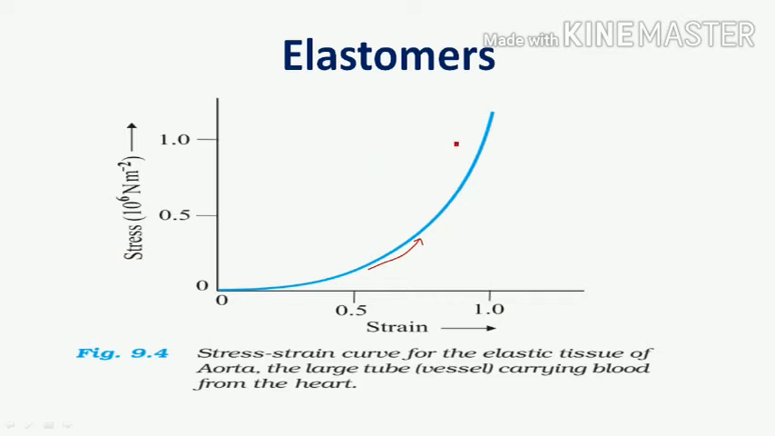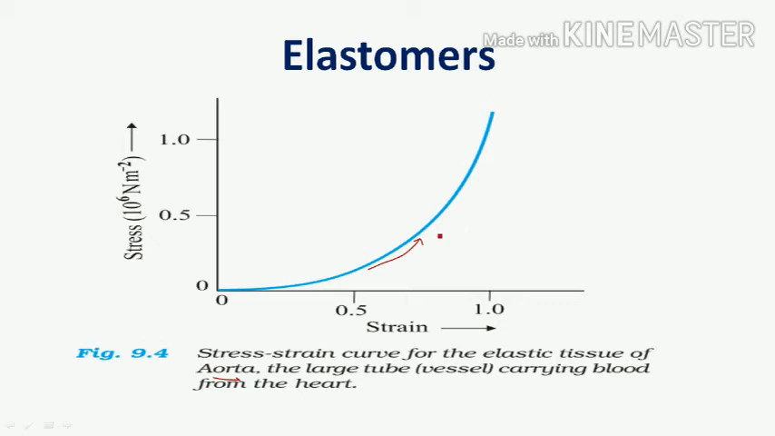So this is a typical graph of what is that? Aorta. So aorta is nothing but a big vessel. It is a blood vessel. It is taking blood from our heart to the remaining parts. It is a big vessel. It is elastic in nature, and its graph is like this.